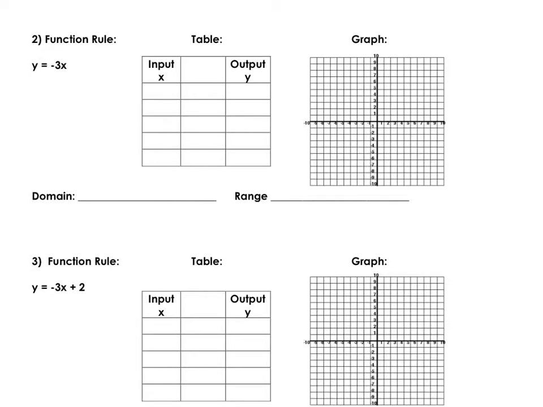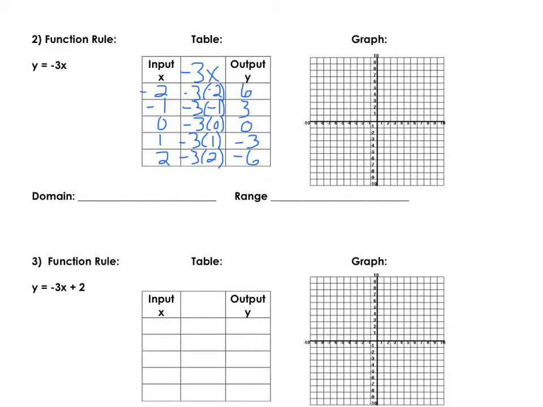This time our rule is -3 times x. We'll plug that in. We're going to pick our values. We'll plug them in. This time we're multiplying everything by -3. And now that we have our input and our output values, those make ordered pairs, so we're going to go ahead and plot them on the graph.